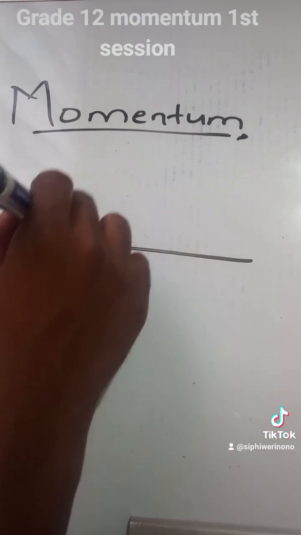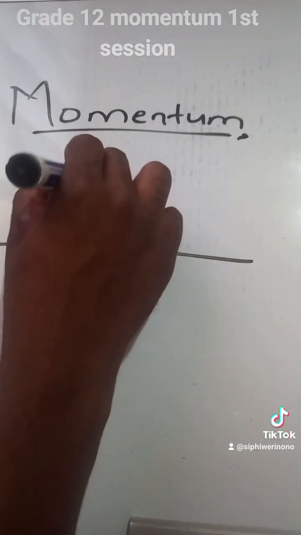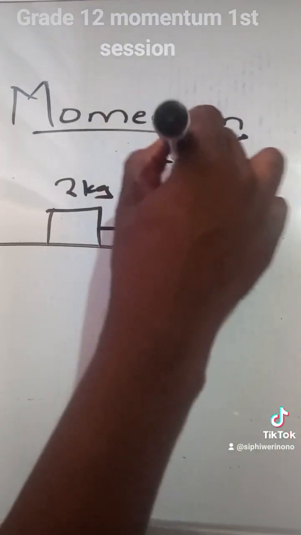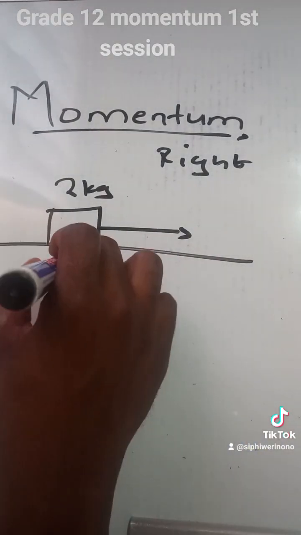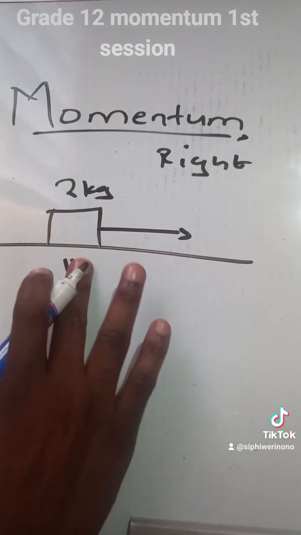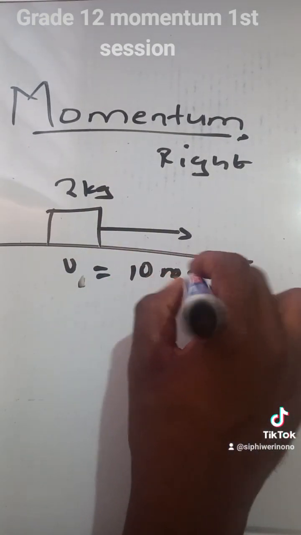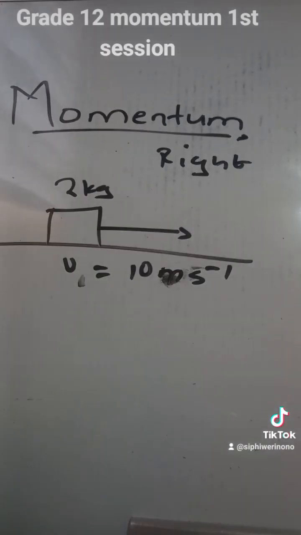Let me just show you an example. Suppose we have an object. The object has a mass of 2 kg, and it is moving to the right. The velocity that this object is moving with is 10 meters per second. This becomes the velocity that this object is moving with.